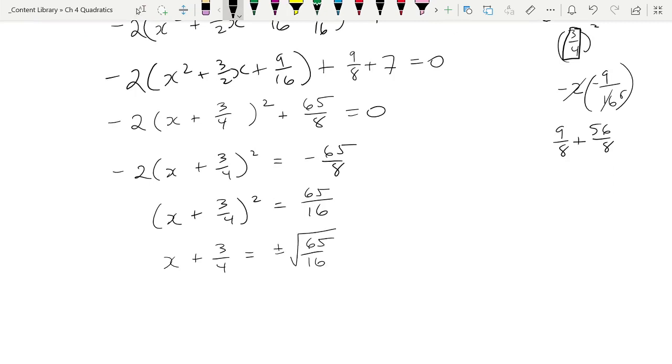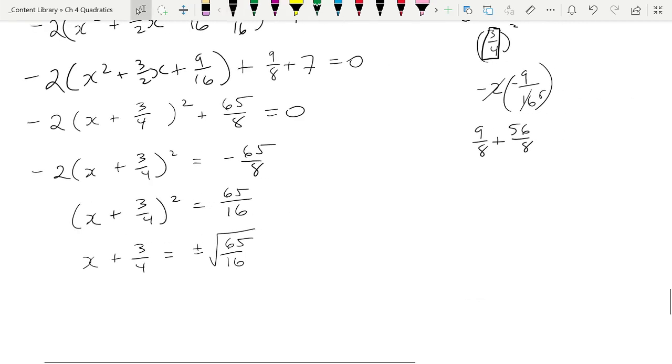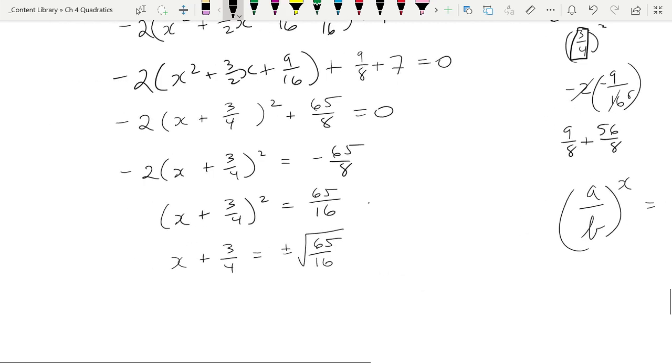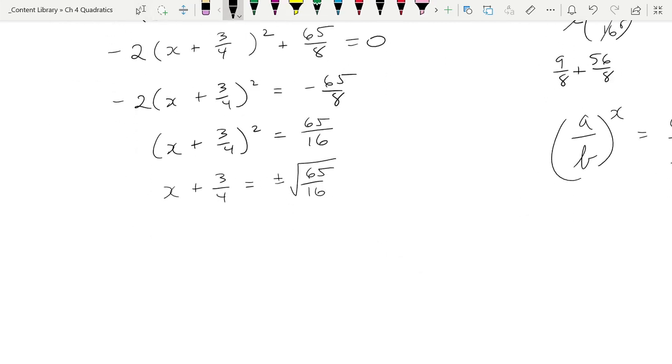Now, square roots are exponents. And you learned back in grade 9 something called power of a quotient rule, which means you can do what? It means you can distribute the power into the top and bottom separately. So that means that I can do the square root of 65 and 16 separately.